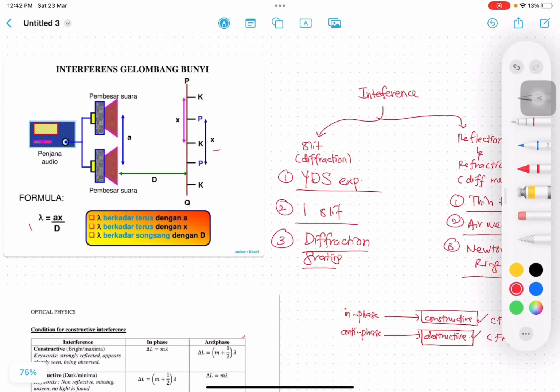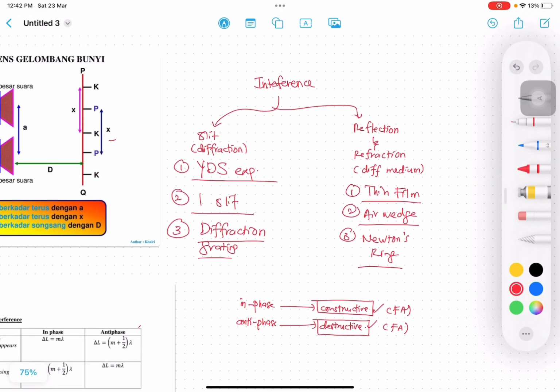Alright, let's jump into the summarization for chapter 2, physical optics. This chapter is very long, so I'll just summarize the things that you need to differentiate: how you want to use the formula, and how you want to determine the number of m or n.